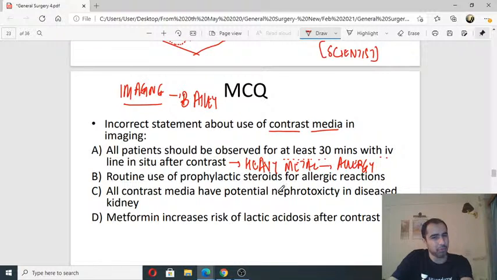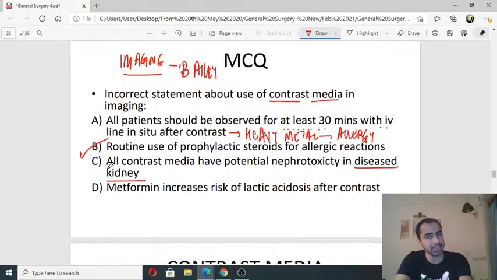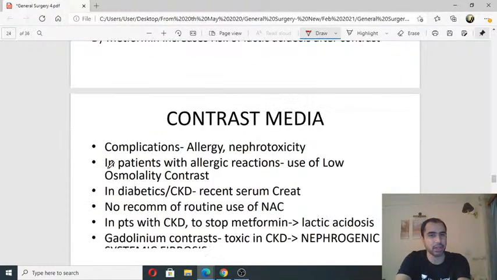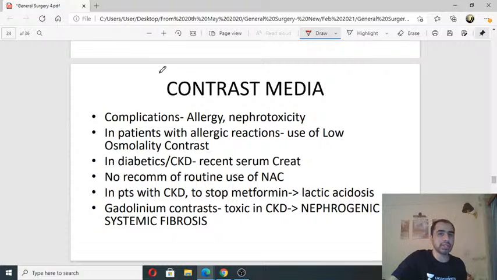Nephrotoxicity happens, but only in diseased kidneys. Normal kidneys normally don't get nephrotoxicity. Routine use of steroids is not advocated. There is no role of routine use of steroids. Only if he gets an allergic reaction, you will give steroids. So there are some important points that I want you to remember here. Allergy and nephrotoxicity, they are the important complications.